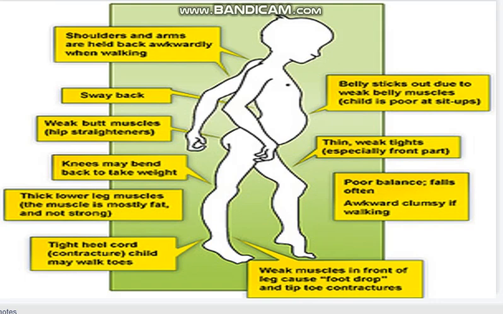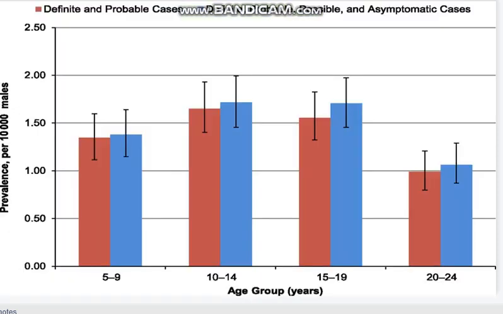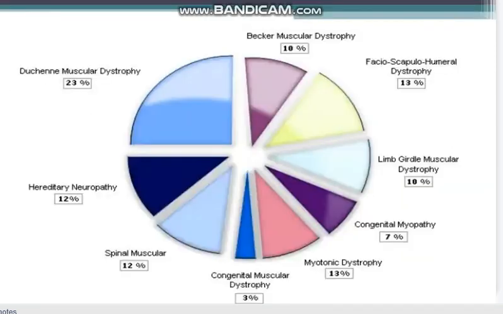Poor balance, frequent falls, and clumsy walking. Weak muscles in front of the leg, foot drop, and tiptoe contraction. Then different joint contractures, and the patient is unable to walk. Different age groups have different conditions. Becker muscular dystrophy is about 10% and Duchenne muscular dystrophy 23% of total muscular dystrophy.